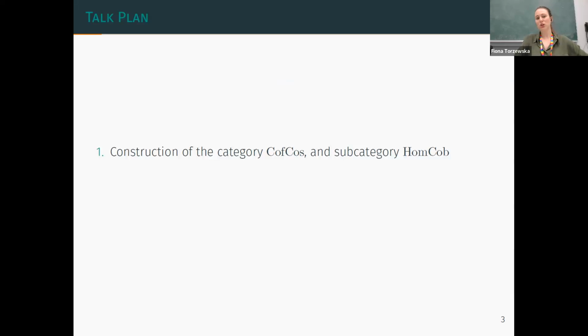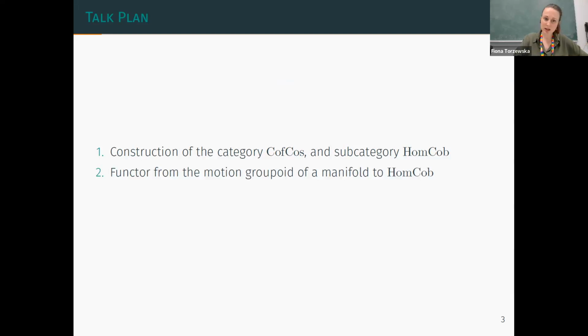So the first thing I'm going to do is talk about the construction of this category, COFCOS, of cofibrant cospans, and then I'm going to take a subcategory with a certain finiteness condition, which I call HOMCOB, for homotopy cobordisms. I'm then going to talk about a functor from the motion groupoid of a manifold into HOMCOB. And then lastly, I'm going to talk about this family of functors from HOMCOB into VECT, which take as input a finite group, G.